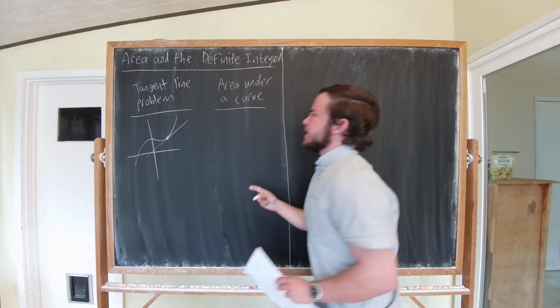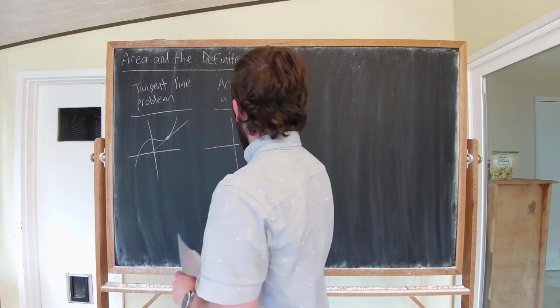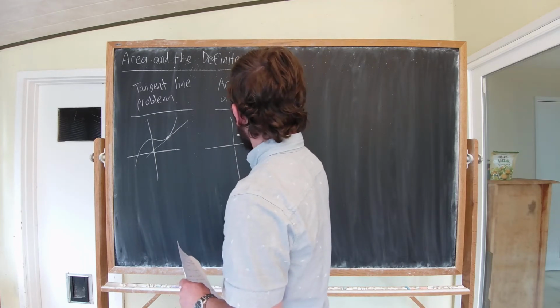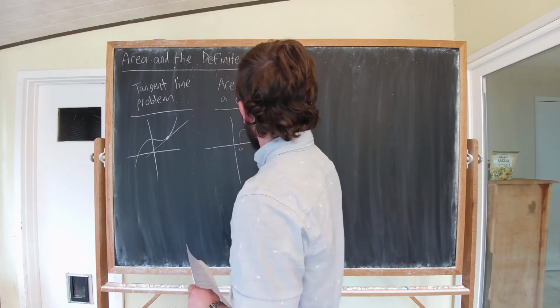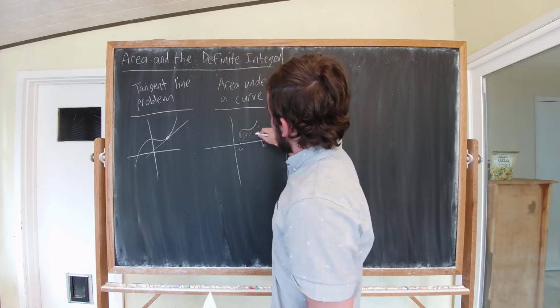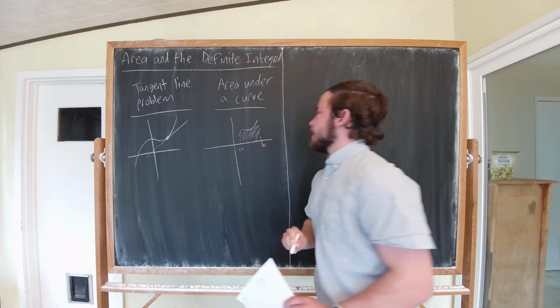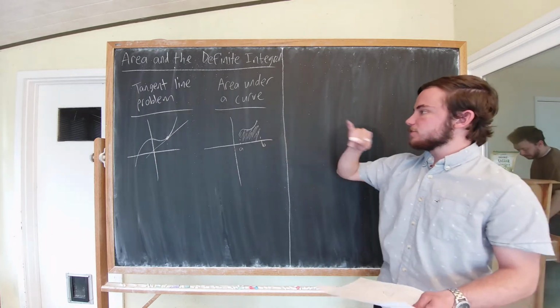The other question we asked was, what about the area under a curve, a general curve? Or you can extend this to what's the area of a general shape? So if I have some sort of curve between 2 points, A and B, how do I find this area under it? And we're finally prepared to answer this question.